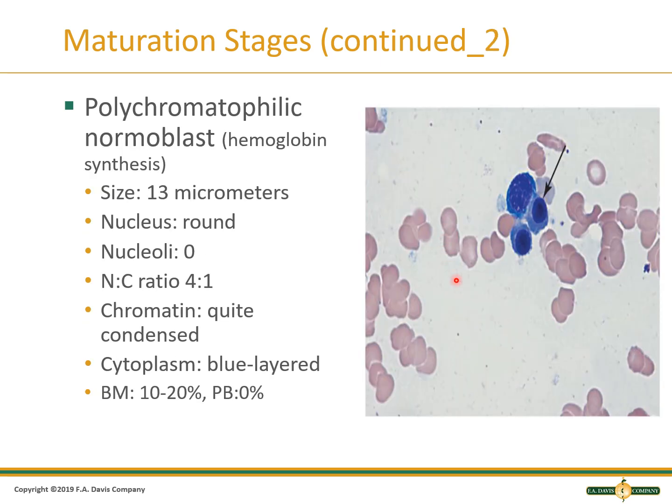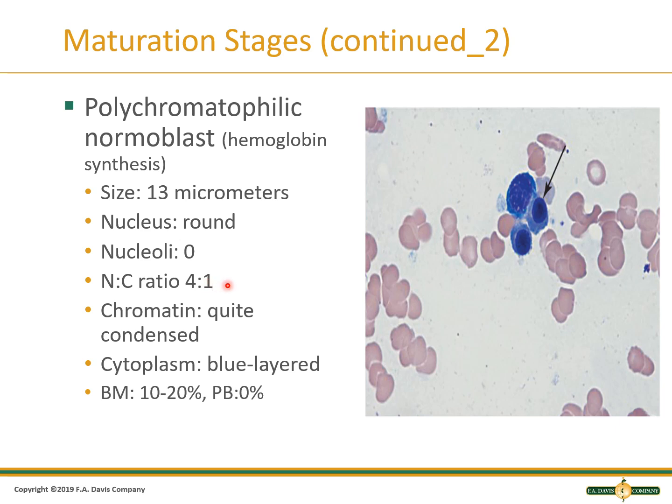Next, we have the polychromatophilic normoblast, and you can see in this image it's next to what appears to be the basophilic normoblast. Here is the basophilic normoblast we just talked about in the previous slide. Here you can see the arrow pointing to these two cells, which are the polychromatic normoblasts. You can see it's much smaller. The nucleus is still round. You should see no nucleoli.